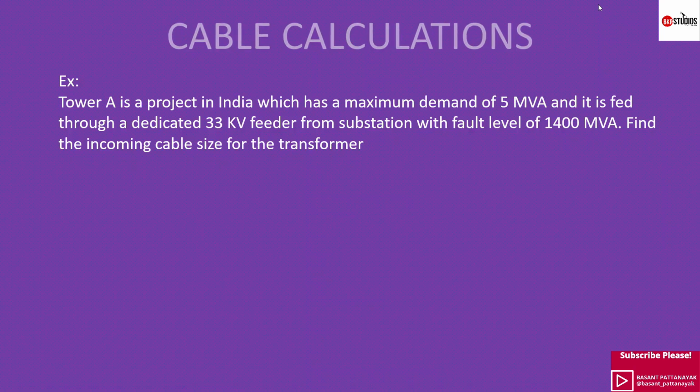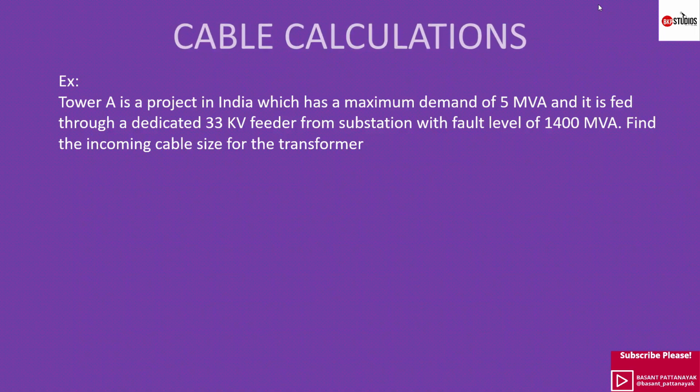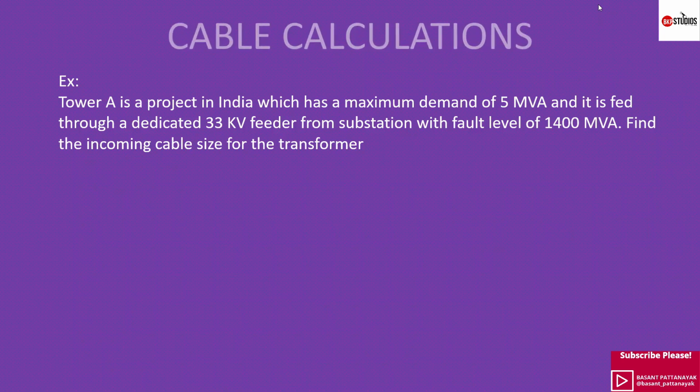Let's look at one more problem. Tower A is a project in India which has a maximum demand of 5 MVA and it is fed through a dedicated 33 kV feeder from a substation with a fault level of 1400 MVA. Find the incoming cable size of the transformer. This is our scenario. We have a project with 5 MVA demand and the project is fed through a dedicated 33 kV line. Let's solve this problem.